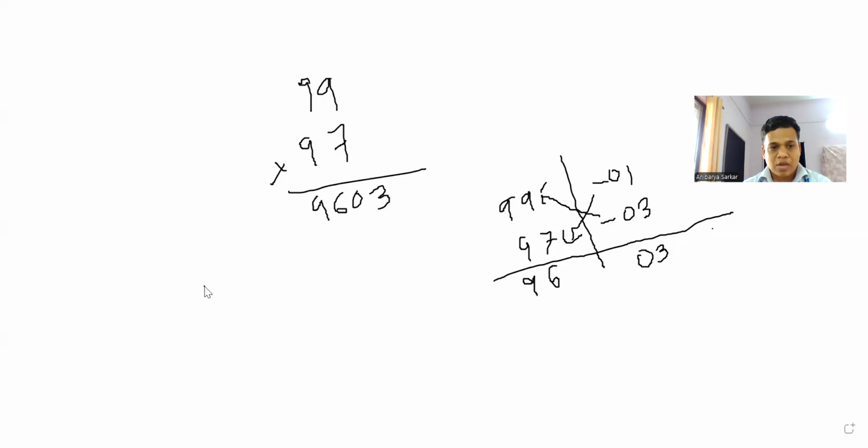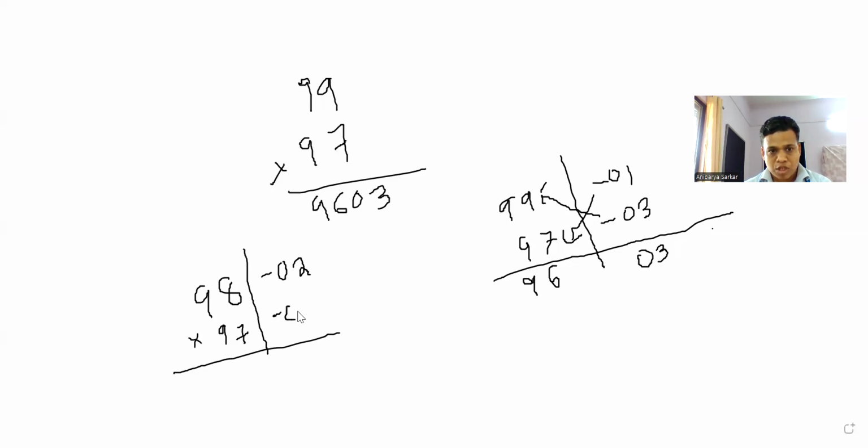I'm taking another one, 98 into 97. You do it the same way. Both numbers are near to 100. So 98 is less than 100 by 2, that is minus 2, and 97 is minus 3. Now we do multiplication. So it is 06. Now cross subtraction means it is 95.